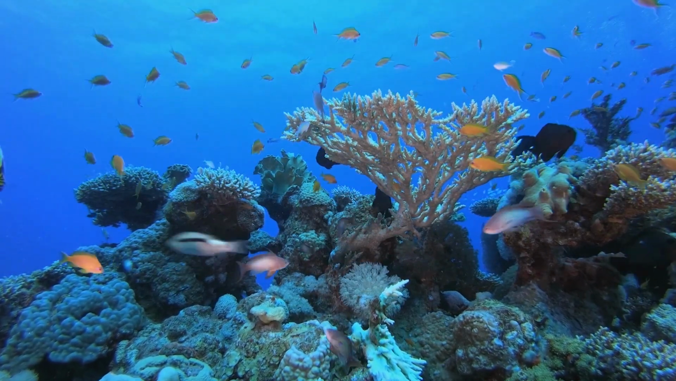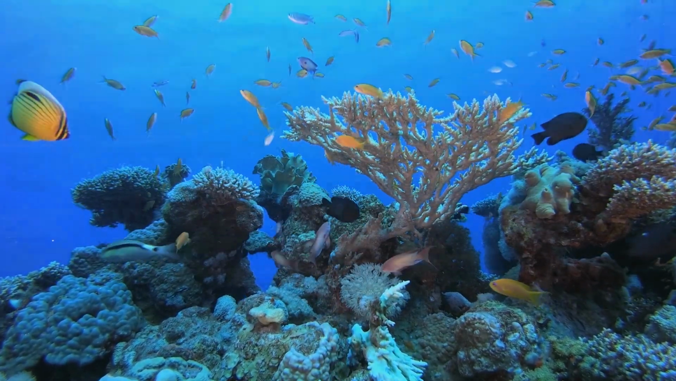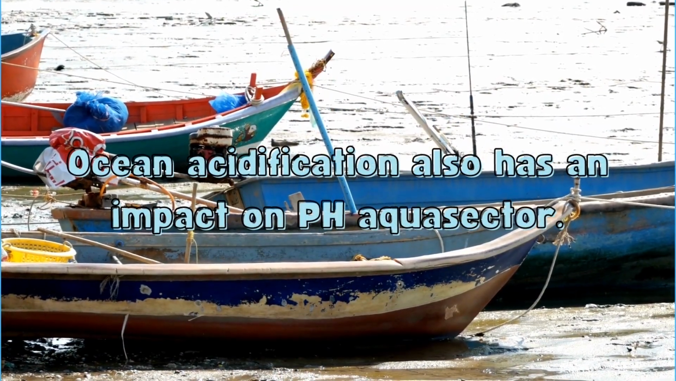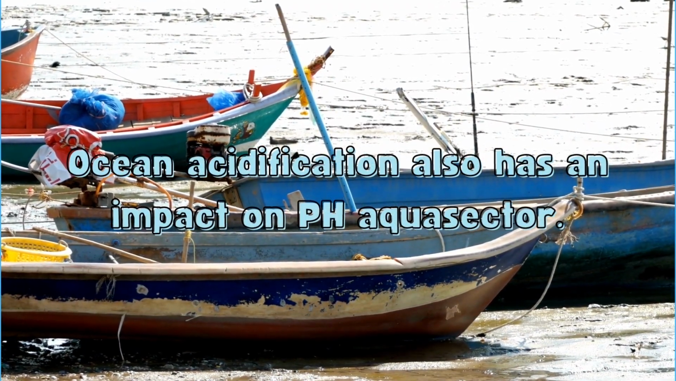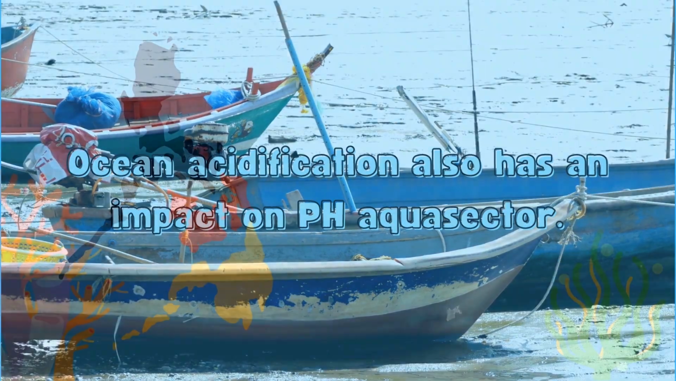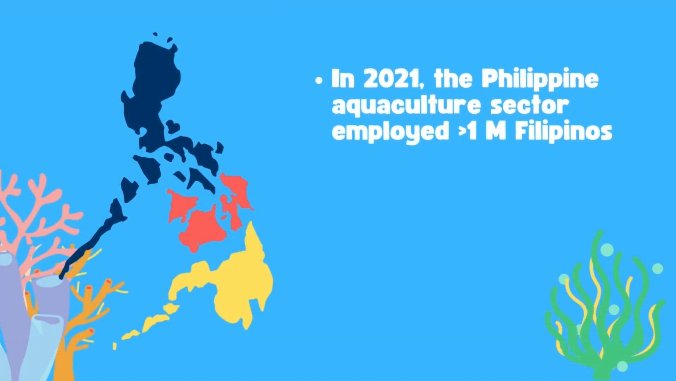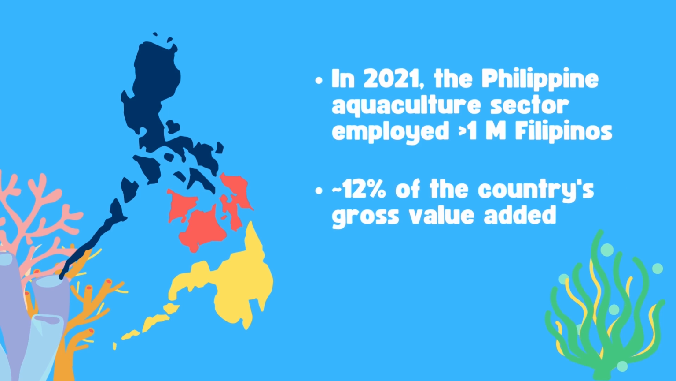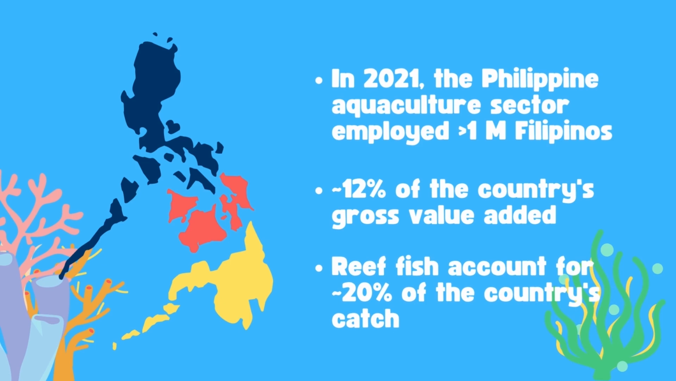In addition, ocean acidification could also have a huge impact on the fishing and aquaculture sectors of our country. In 2021 alone, these sectors employed over 1 million Filipinos and made up roughly 12% of the country's gross value added. In fact, reef fish account for around 20% of the catch in this country.